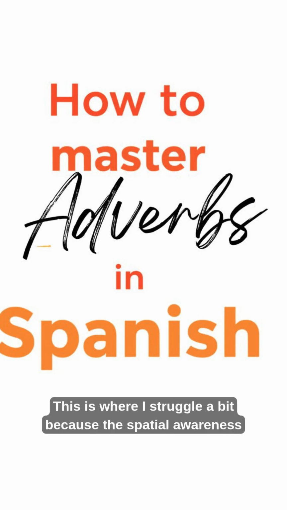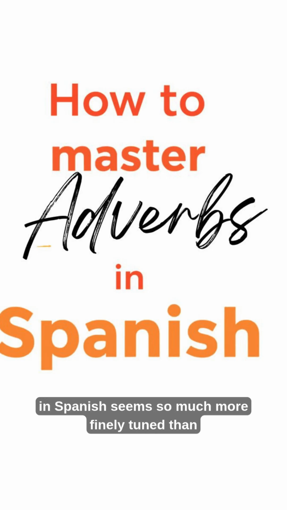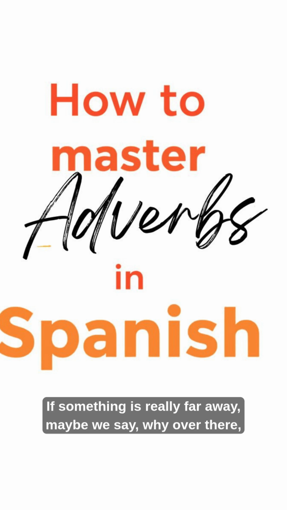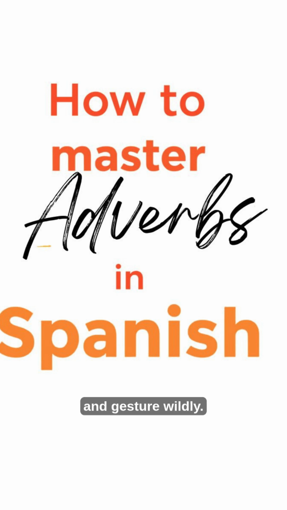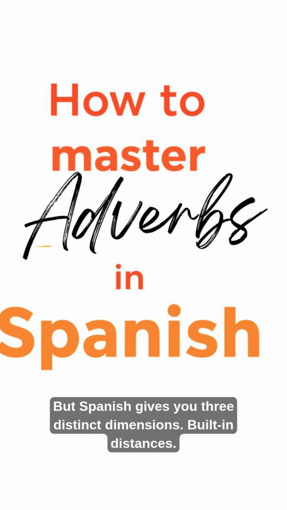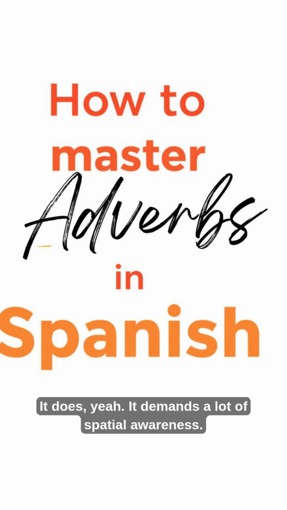This is where I struggle a bit because the spatial awareness in Spanish seems so much more finely tuned than what I am used to in English. Oh, absolutely. We mostly just bounce between here and there. If something is really far away, maybe we say "way over there" and gesture wildly. But Spanish gives you three distinct built-in distances. It does, yeah. It demands a lot of spatial awareness.